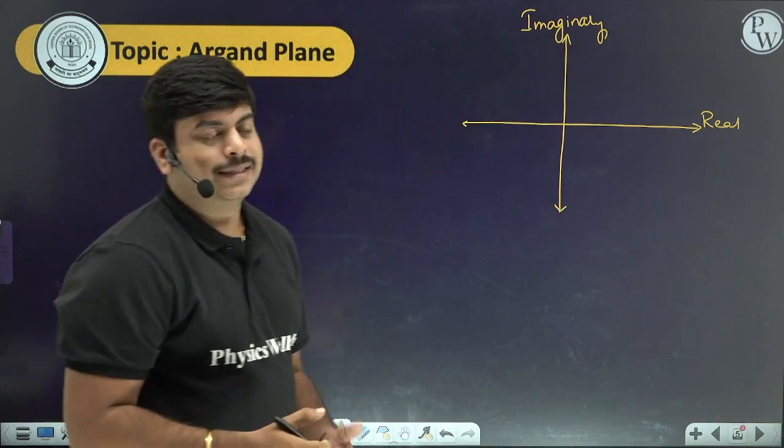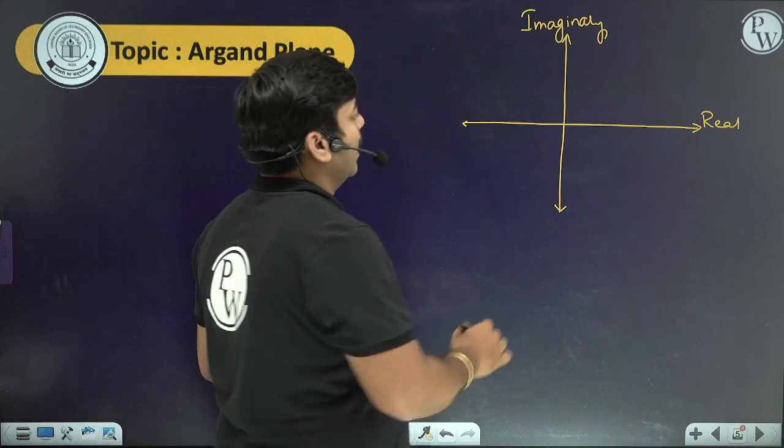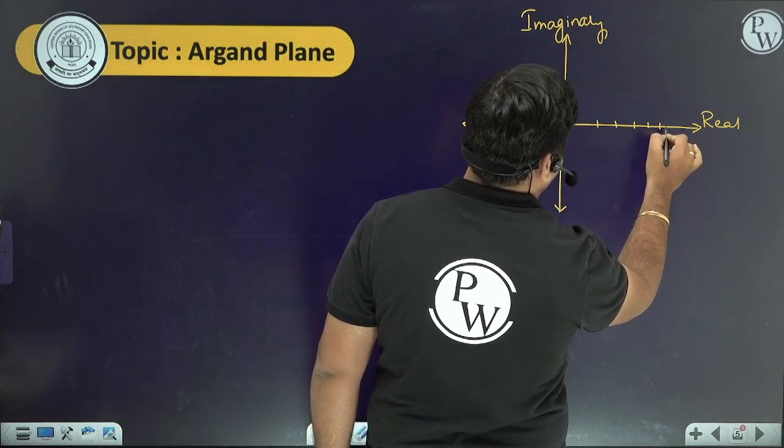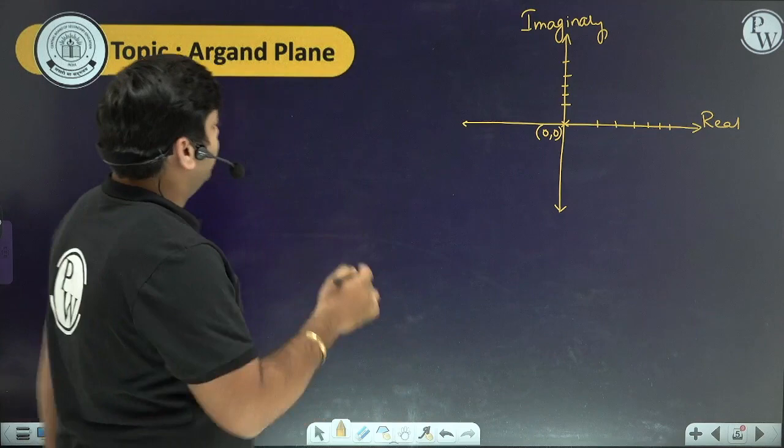Right. So this particular plane, where we have a real axis and an imaginary axis as two perpendicular lines, is called the Argand plane. Okay, so some basic geometry first. The basic thing is 0, 0, that is the origin, right? On the real axis, we'll have points like 1, 2, 3, 4, 5. Imaginary also 1, 2, 3, 4, 5. So if we have a number, let's say z is equal to a plus ib.